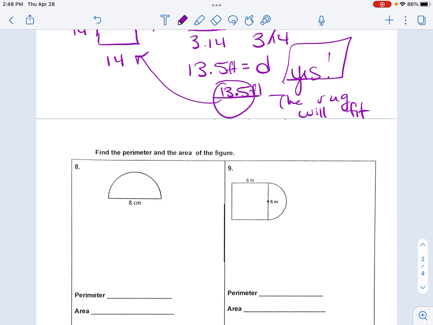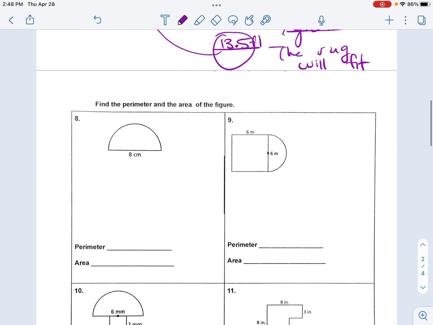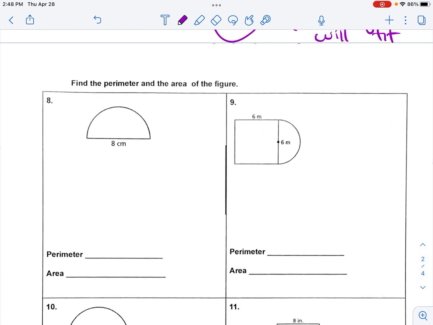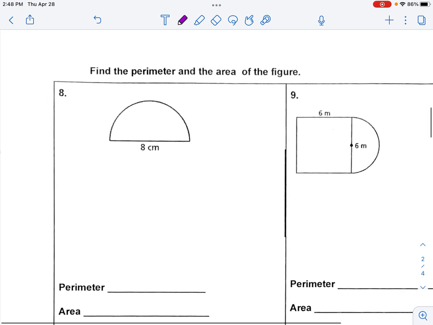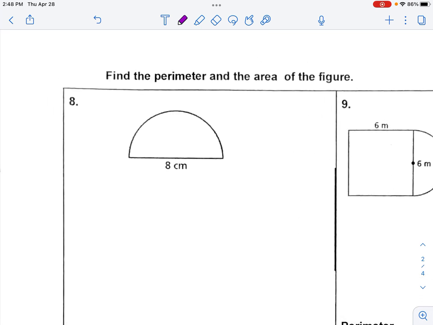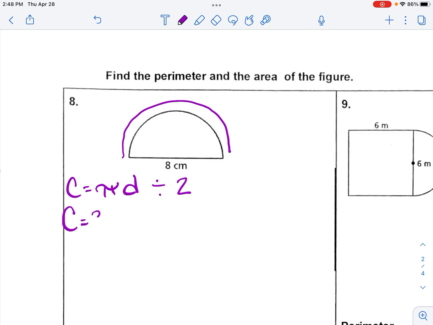Perimeter and area of the figure. Perimeter and area. Okay, let's start with the perimeter. Remember, the perimeter is the distance around the circle. And if we're talking about the distance around a circle, we're talking about circumference. So we're going to do pi times diameter. This is a semicircle, a half circle. So we're going to do circumference divided in half since it's a semicircle.